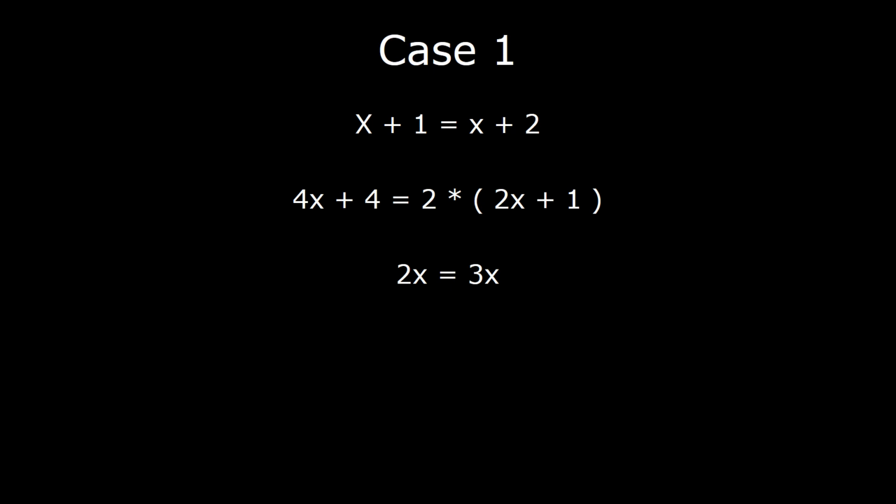Absolutely wrong. There is a unique solution, and I want you to pause this video and give it a moment of thought. 2x equals 3x. What is that one possible value of x which could satisfy this equality? The answer is x equals 0.